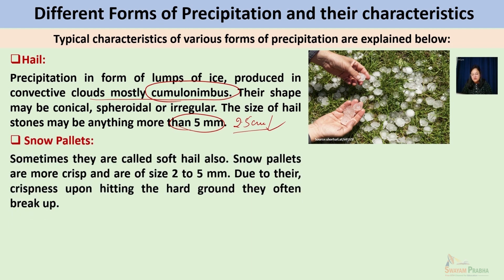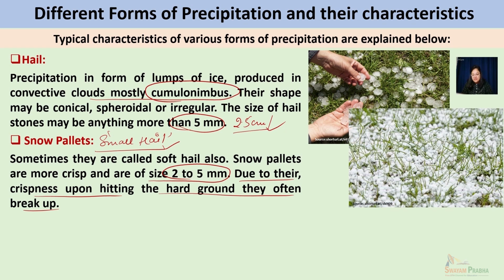Coming to snow pellets. Snow pellets are also called small hails, okay, they are hails but of smaller size. Sometimes they are also called soft hails. Snow pellets are more crisp and are of size from 2 to 5 mm. Due to their crispness, upon hitting the hard ground they often break up into frizzy snowy particles. So these snow pellets are mainly opaque grains of ice with diameter less than 5 mm. You can see in this diagram that they are mostly translucent or white in color.